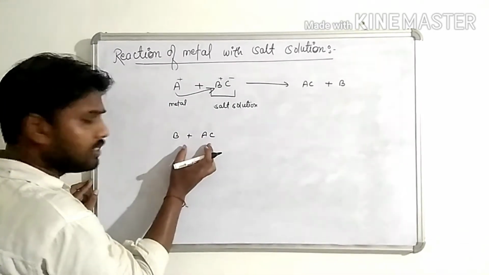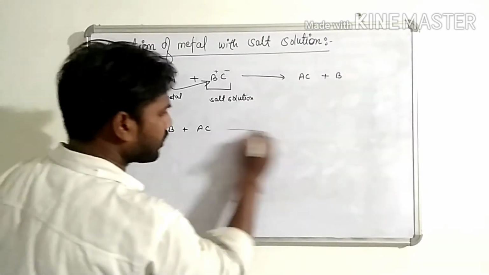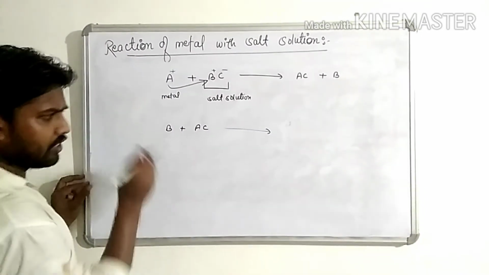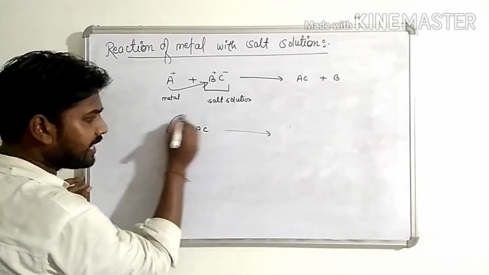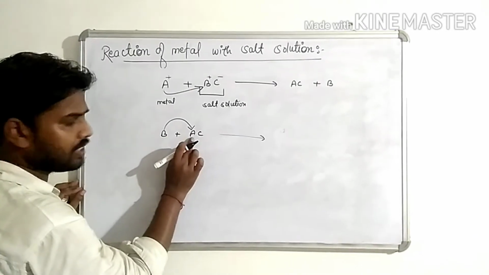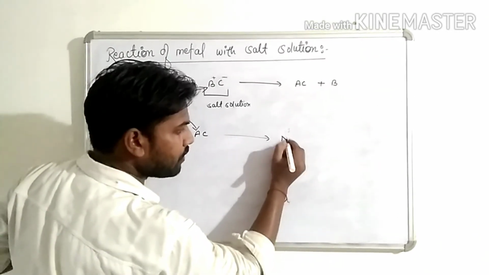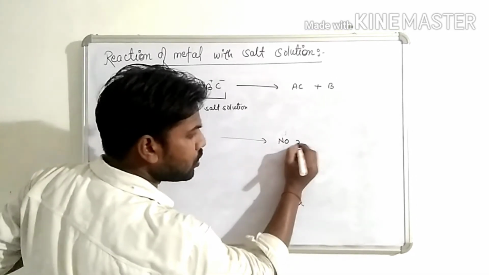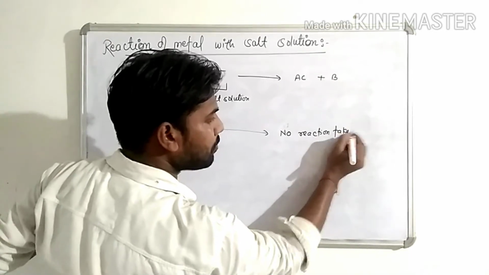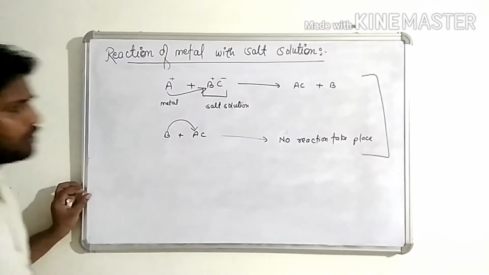Clear? But children, if we reverse the position of the metals, then what will be the product? See children, B is less reactive than A, so it cannot displace A. So no product will be formed. So we can write no reaction takes place. Concept clear children?